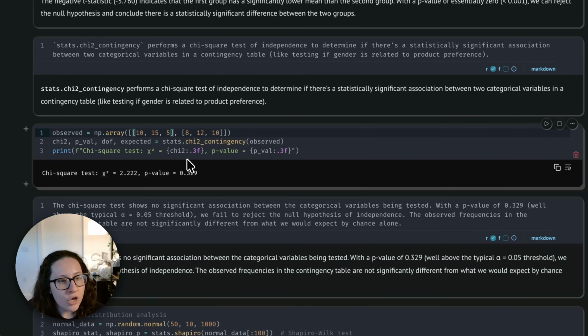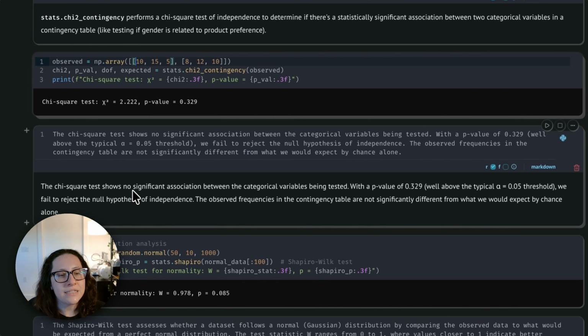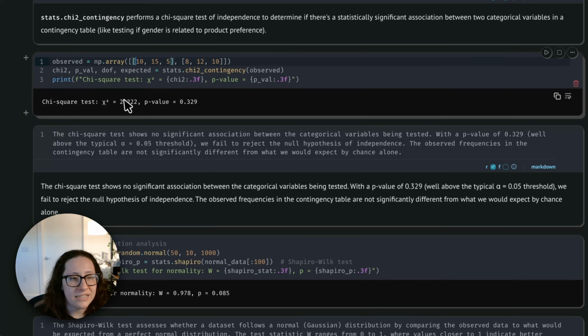So with this chi-square value, this test is actually showing no significant association between the categorical variables being tested. The p-value is 0.329, which is well above the typical alpha 0.05 threshold, and so we can fail to reject the null hypothesis of independence. The null hypothesis is that these 2 variables are independent of each other. The alternative hypothesis would then be that the variables do depend on each other. And the p-value is the likelihood that the null hypothesis of independence is true given this chi-square statistic of about 2.2.